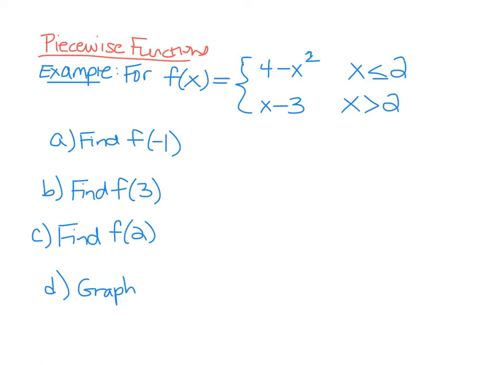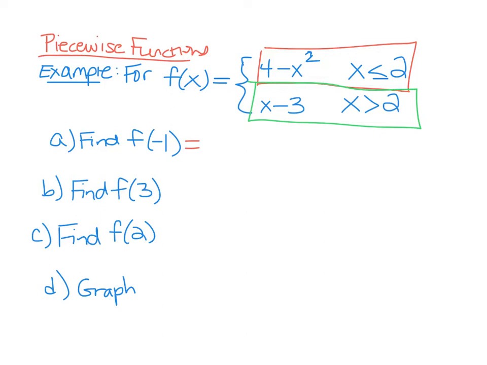So you'll notice we have two parts to this function. We have the part where x is less than or equal to 2, and we have the part where x is greater than 2. So when x equals negative 1, we are going to be using the upper function, the 4 minus x squared. I'm going to do it in red just so you know that it's the red function. And so we're going to plug in negative 1 for that one. When you do that, you end up getting 3.